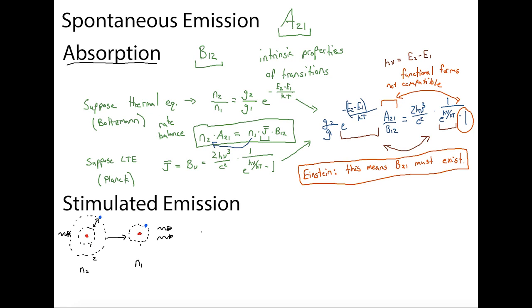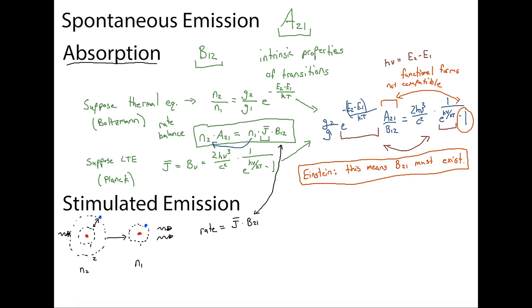Mathematically, it looks just like absorption. We have a rate, and that's a rate of going from the n equals 2 to the n equals 1 state. And that rate is simply the number of photons that are around that can cause that transition, which we know is J bar. And we have a coefficient B21 now, which is analogous to the B12 coefficient. It just works in the opposite direction, going from the n equals 2 to the n equals 1 state.